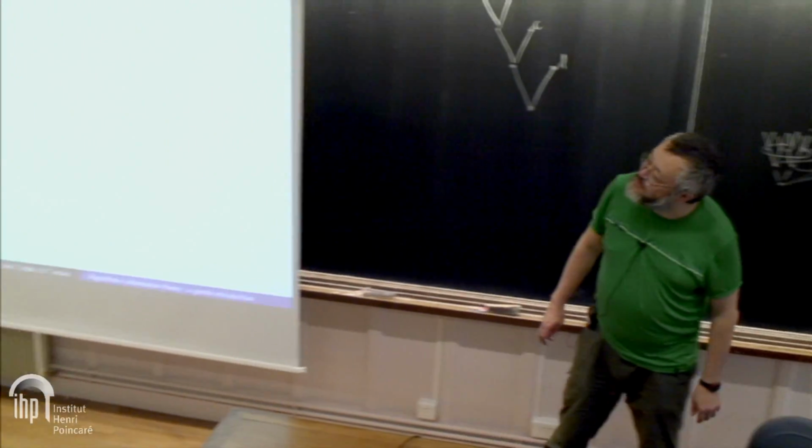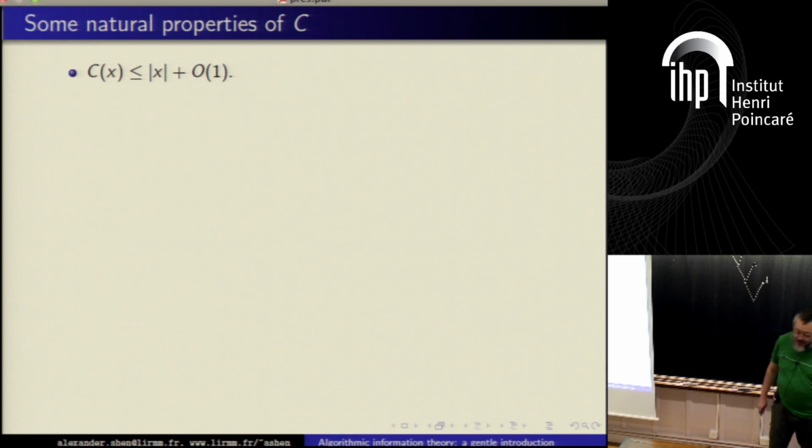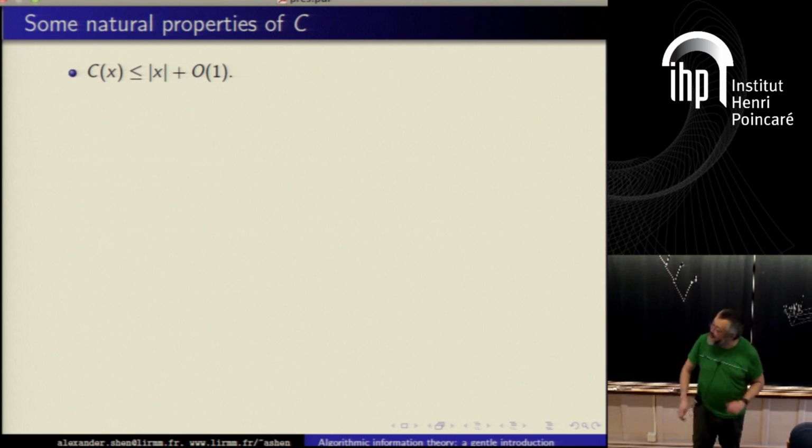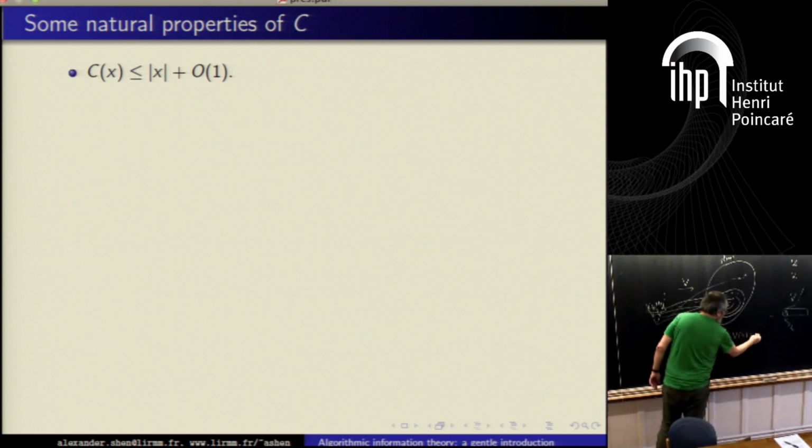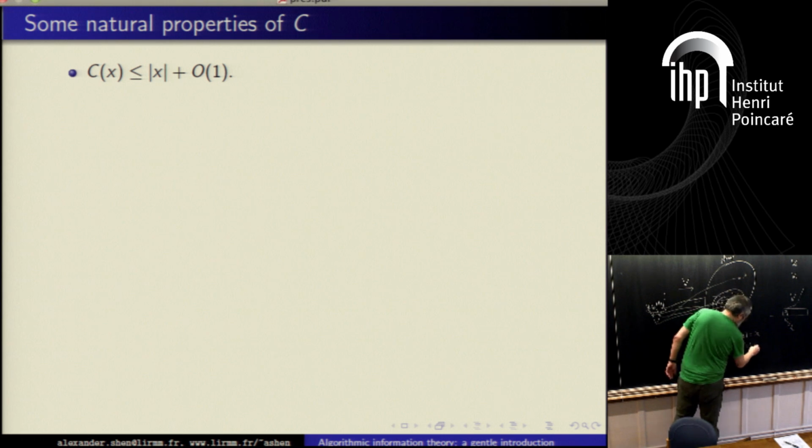Okay, so let me start with some positive things. For example, complexity is bounded by length, because we can consider the trivial decompressor, which just does nothing, no compression. This is x. Then for this view, of course, the complexity is just exactly the length.